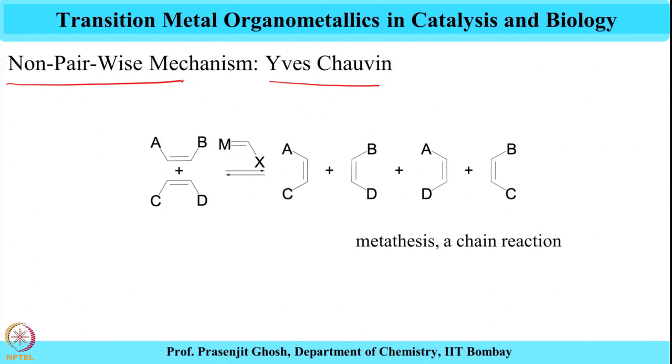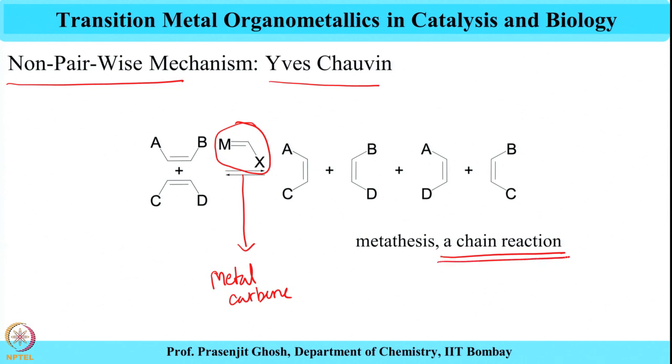And here the important criterion is that the active species is a metal carbene species, as shown over here. It is the active species that carries out this metathesis reaction. Another important fallout of Chauvin's mechanism is that it is a chain reaction, in the sense that several types of metal carbene species are generated, and they carry out this metathesis reaction in a chain fashion. We are going to look at this chain reaction aspect of metathesis in more detail in today's lecture.